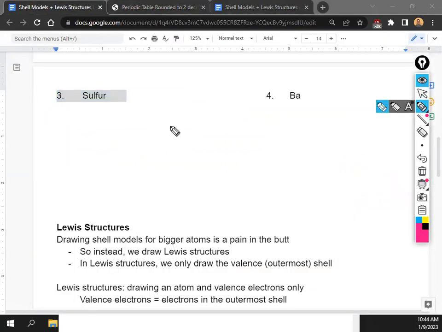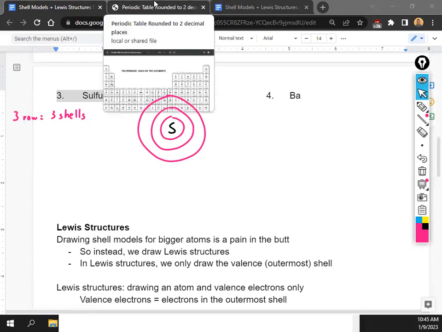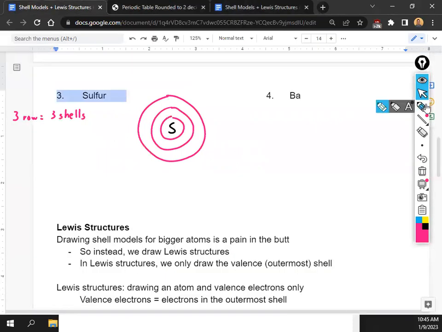Okay, if you just want to draw it now, because you kind of get the idea, you can do that. So we're going to do sulfur, and we're going to draw 3 shells. Okay, so 3 shells. And the reason why is because it's in row 3. Okay, let's figure out the electrons now. So if we go to the periodic table and look at sulfur, what number is sulfur? 16, good. So it's going to have 16 electrons.